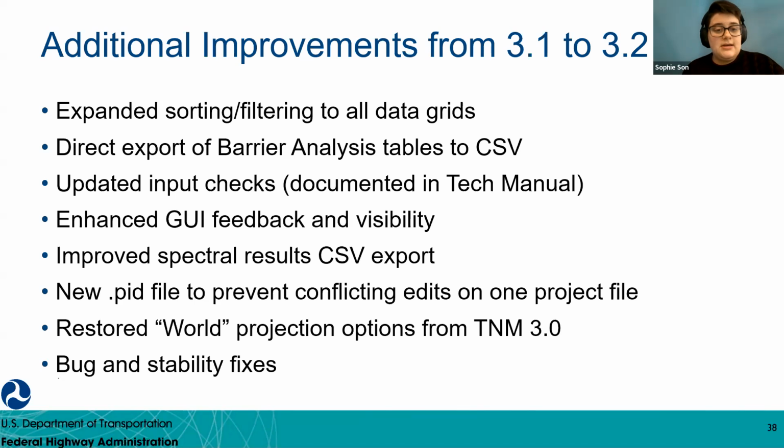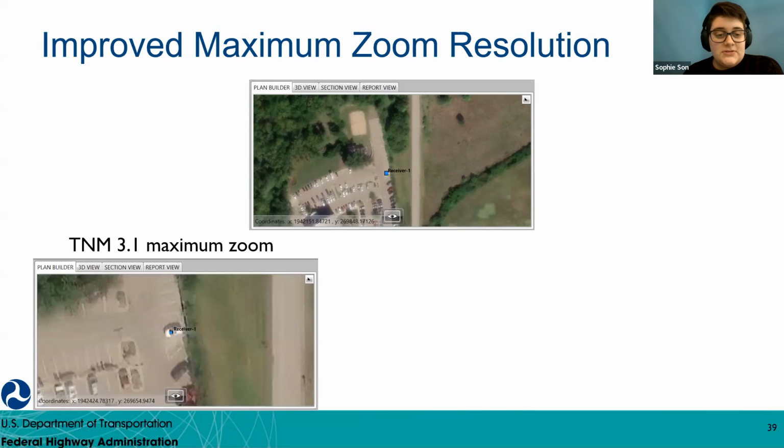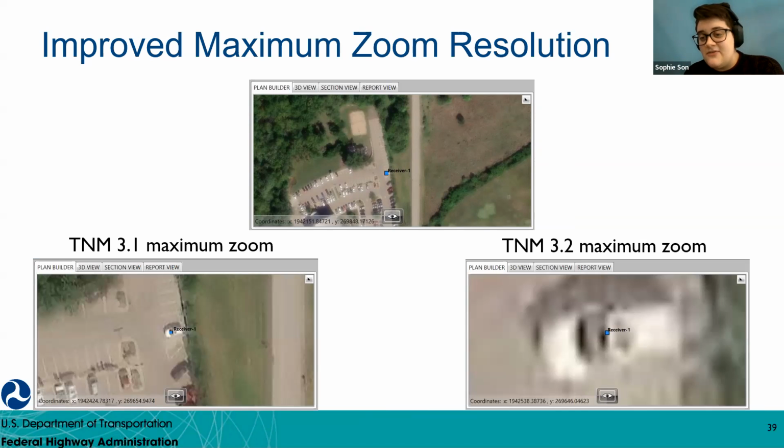Looking at the time. Oh, excuse me, one more improvement. The level of zoom. This is what the default looks like when you open a project file in TNM. This is how zoomed in the map is. And this bottom left picture shows how far you could zoom in on TNM 3.1. This receiver is located on a car just to show scale, even though, of course, you wouldn't put a receiver there. And on the right shows how far you can zoom in TNM 3.2.